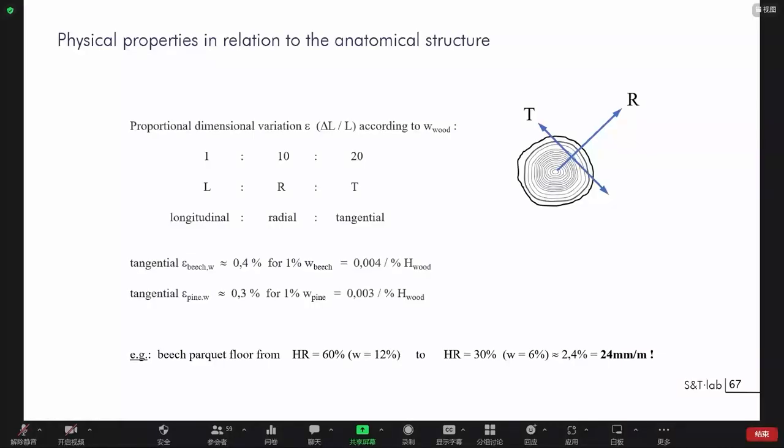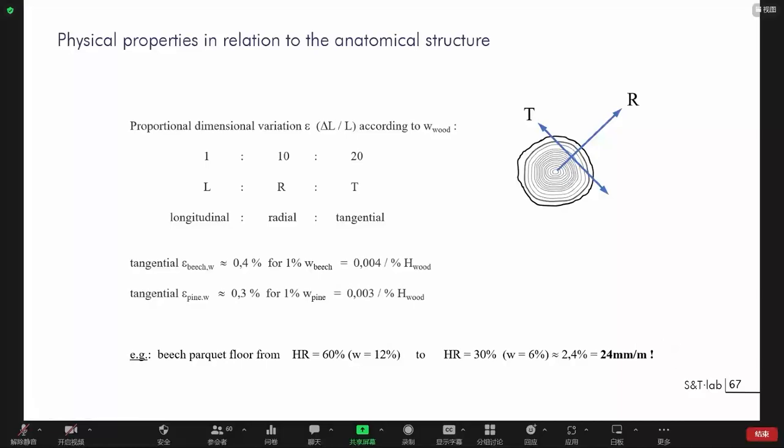So that could be a true issue, and indeed this rate of change is around 0.3 to 0.4% variation of dimension for 1% variation in the moisture of the air. So when you have an internal level of 30% moisture in the air going in the summer, for instance, and going as low as 20% in the winter, you gain 30% in the air moisture, and in timber you have a change of about 6% moisture in the timber itself. And if you multiply this variation of 12 minus 6, giving 6, by 0.4%, you have a change of dimension of about 24 millimeters per meter.